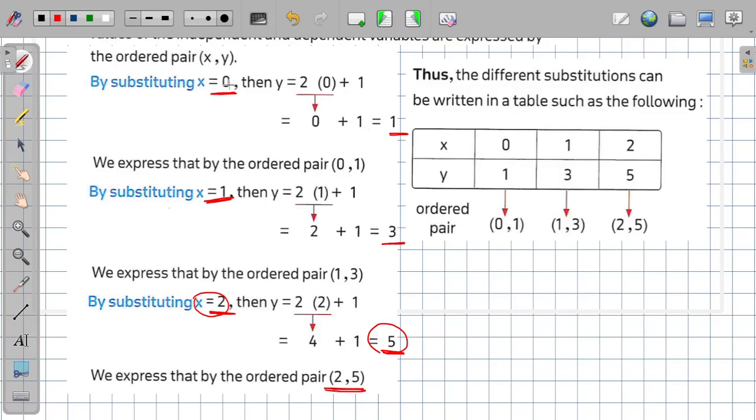We can represent all of these points in one table like this. The values of x are 0, 1, and 2. When x equals 0, y equals 1. When x equals 1, y equals 3. And when x equals 2, y equals 5. So the first ordered pair is 0 and 1, the second ordered pair is 1 and 3, and the third ordered pair is 2 and 5.